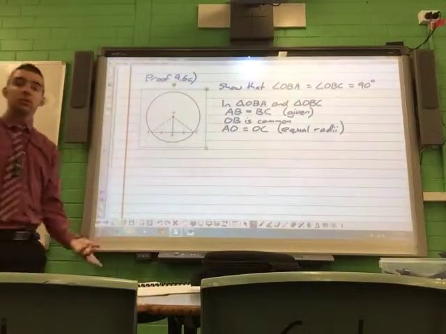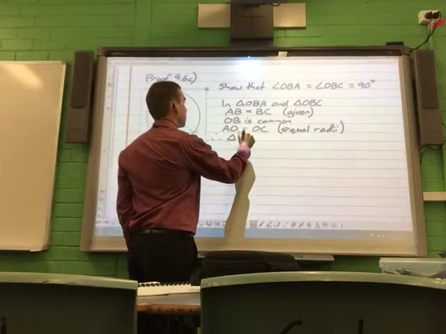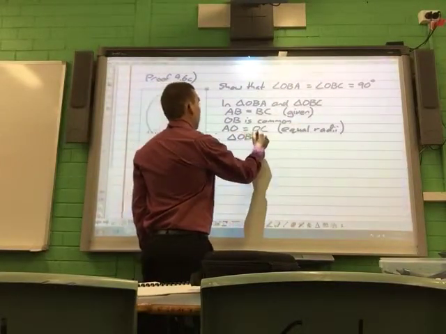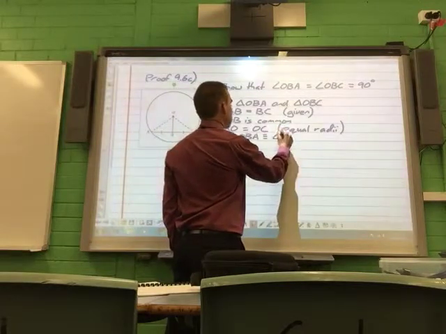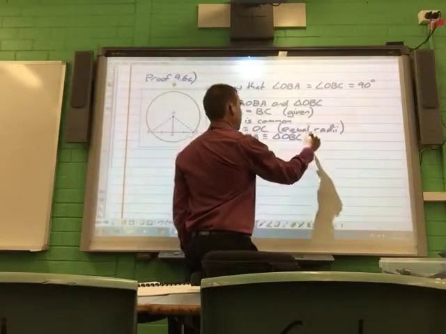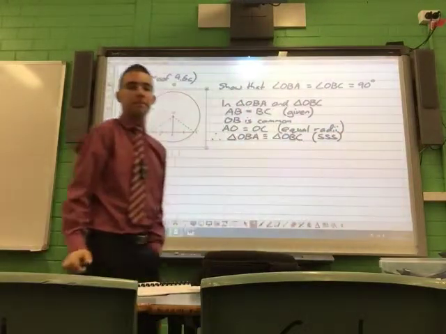Okay, so after we've shown those 3 properties, therefore triangle OBA is congruent to triangle OBC, and we use the triple side test.